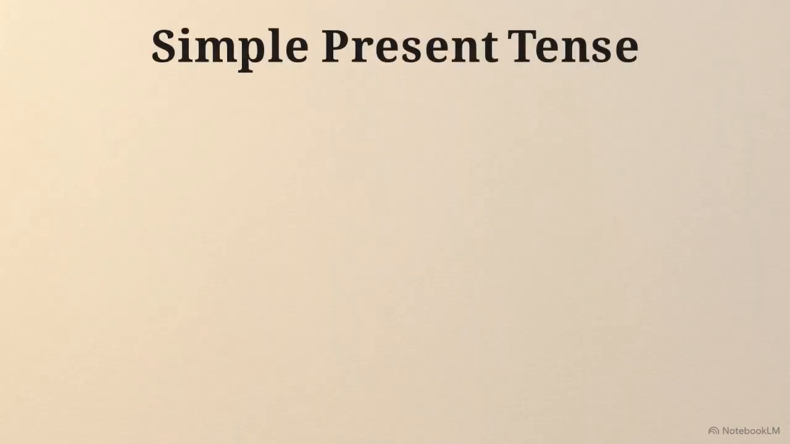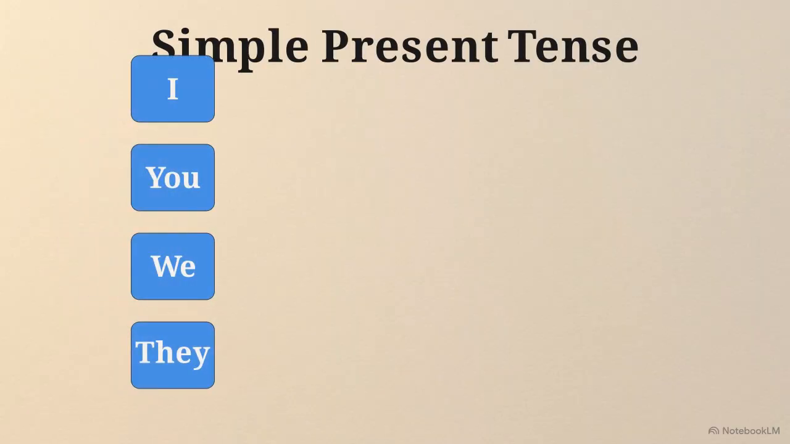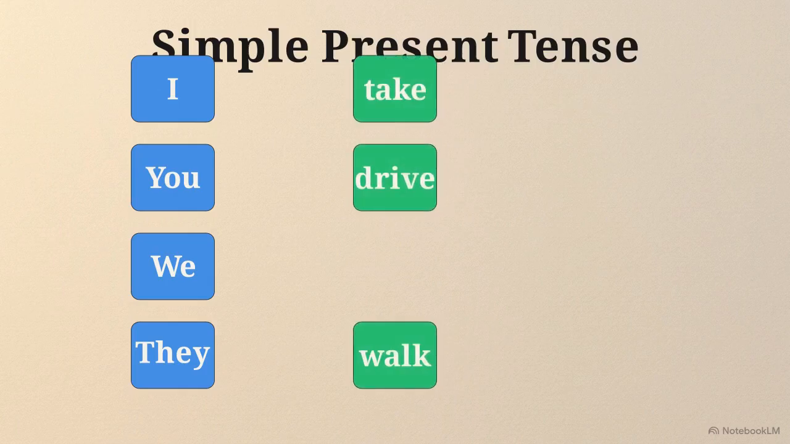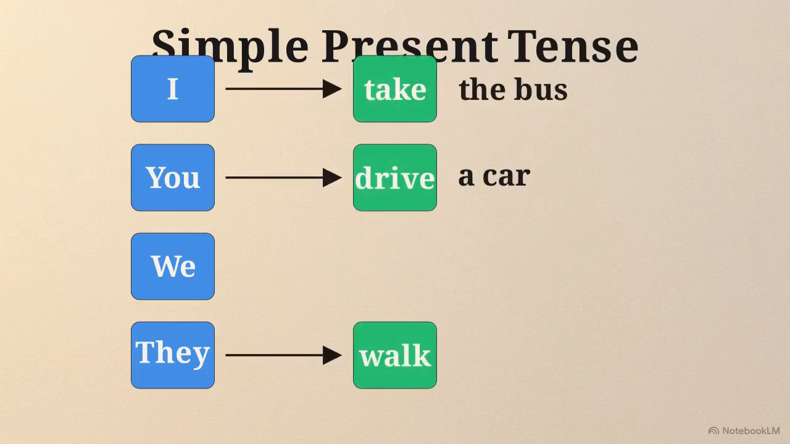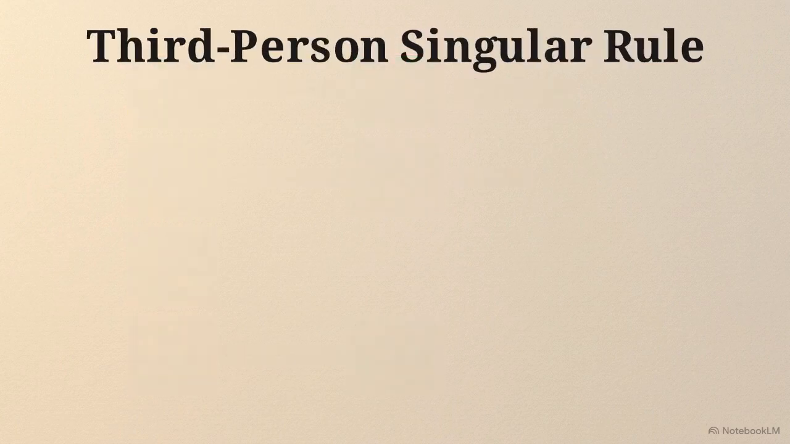Let's look at this diagram. When we describe an action for ourselves or a group, using the subjects I, you, we, or they, we just use the base action word. I take the bus. You drive a car. They walk. But English has a specific rule when we talk about one other person or thing.